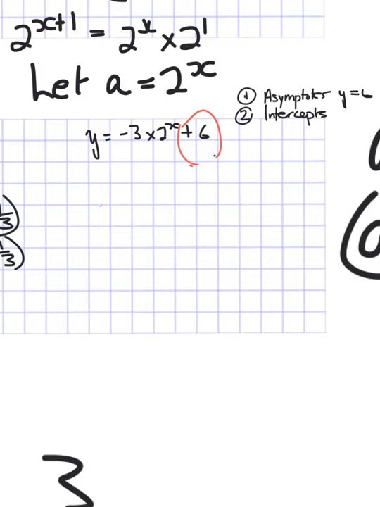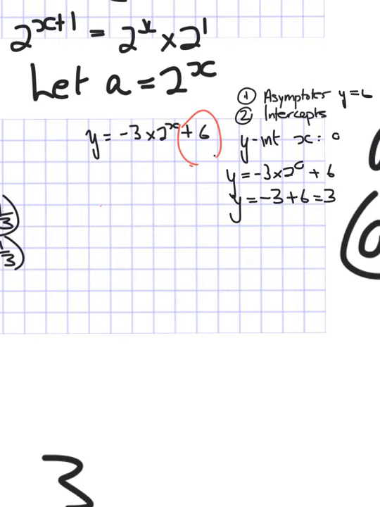Let's also find our intercept. So our y-intercept, of course, is going to be when x equals 0. In this case, it's going to be y equals -3 times 2 to the 0 plus 6. Whenever you're subbing in 0, that index is going to become 1. So you're going to get y equals -3 plus 6, which is equal to 3. And so therefore, it becomes (0, 3).